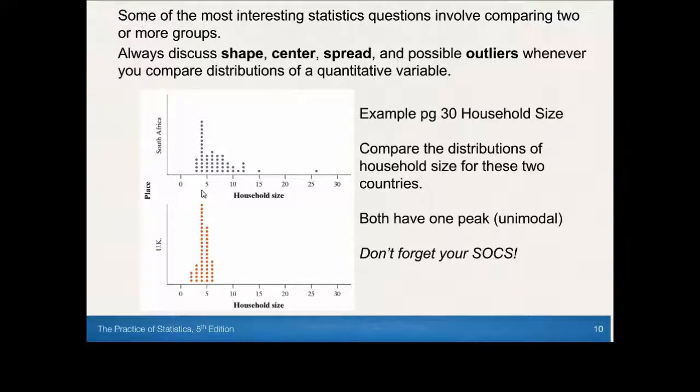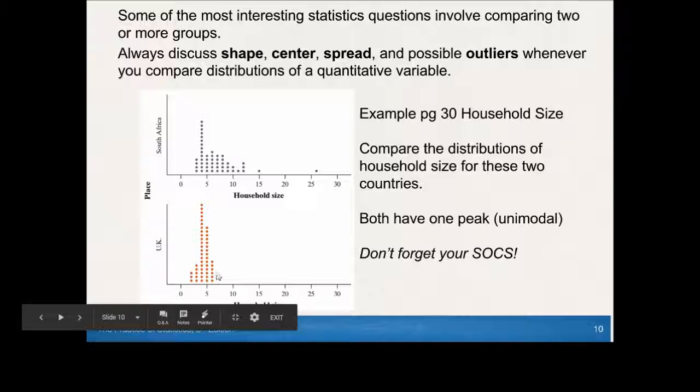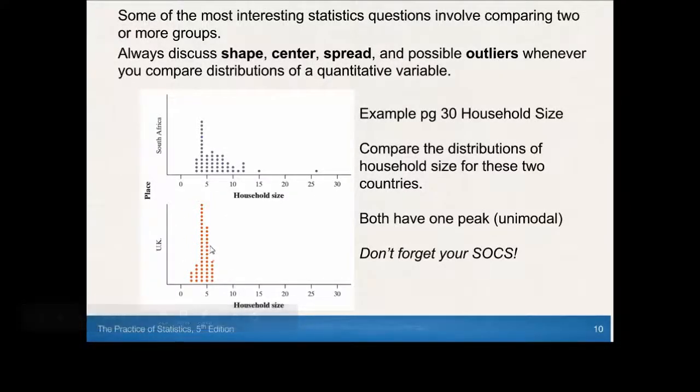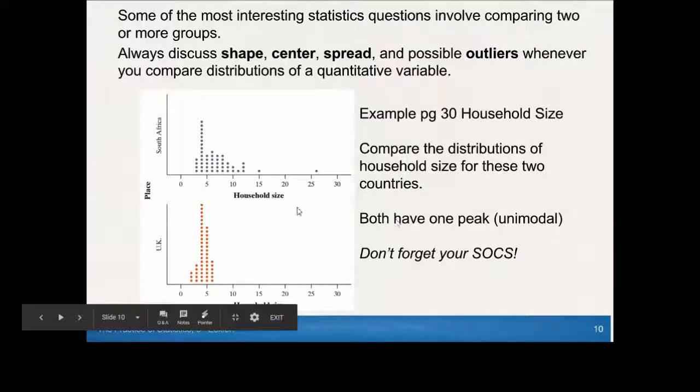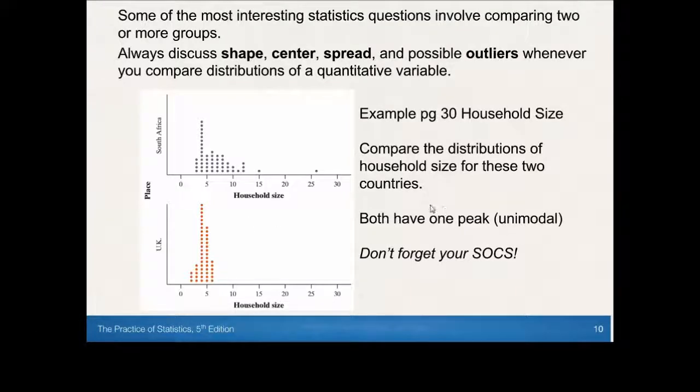You can see, in South Africa, the data is spread out from, say, 3 all the way to 26 or so. We don't have anything to go on except this. And for the UK, it's roughly symmetrical. This one looks like it's skewed right, and this one is symmetrical. So that's a way of comparing the 2. They are both unimodal, which means they have 1 peak. We'll talk more about that later when we see data that has multiple peaks.